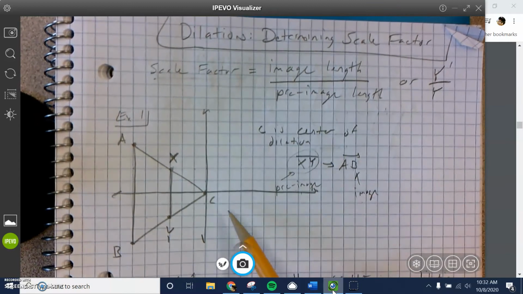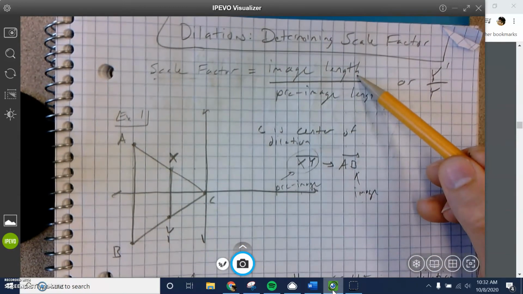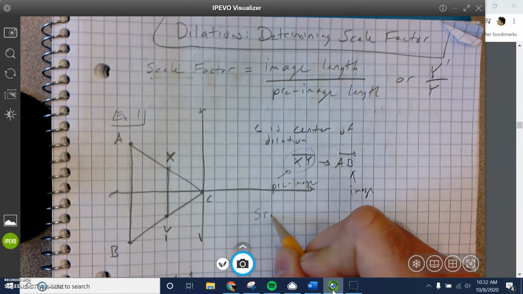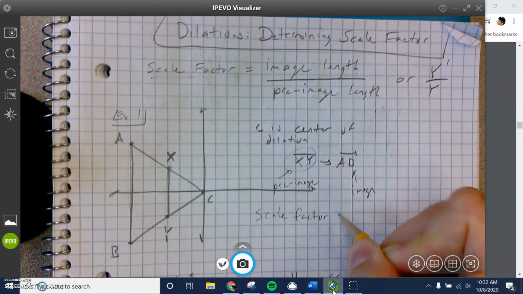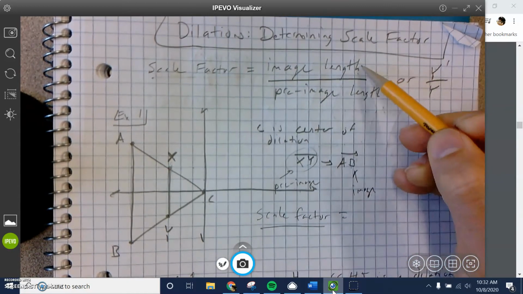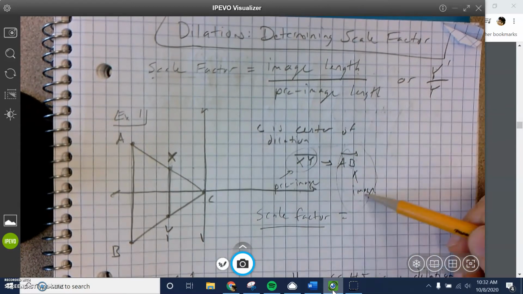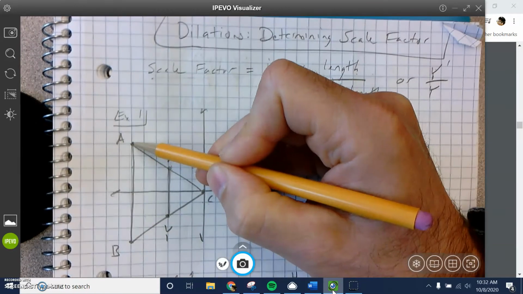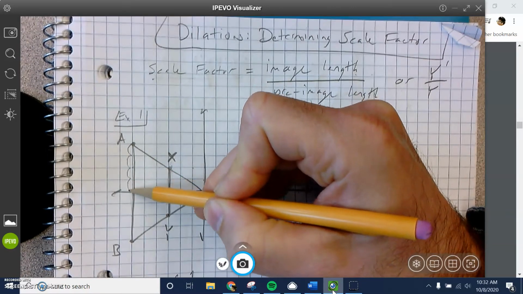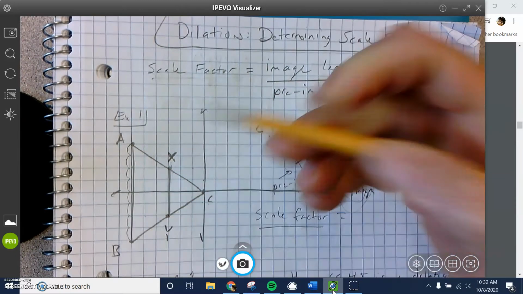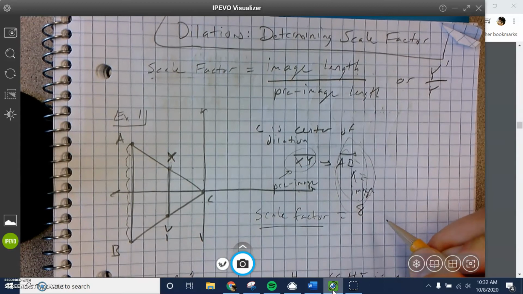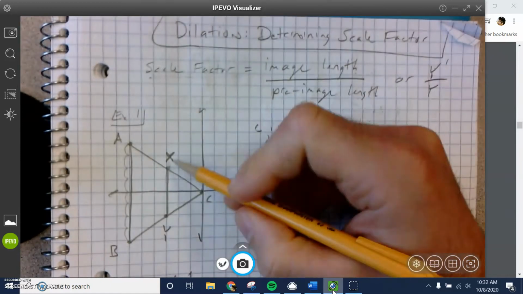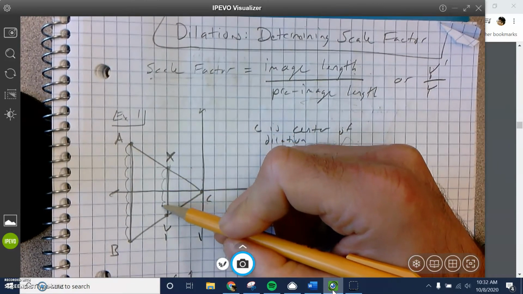It helps you with this. So one thing you can do is find the length of any side. So this is easy to tell. So the scale factor, write this down, equals the image length. So the image is AB. The image is 1, 2, 3, 4, 5, 6, 7, 8 spaces. Bam. And the pre-image length is your denominator, so that's going to be XY, so that's 1, 2, 3, 4.